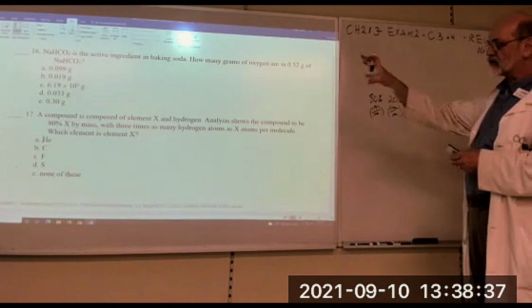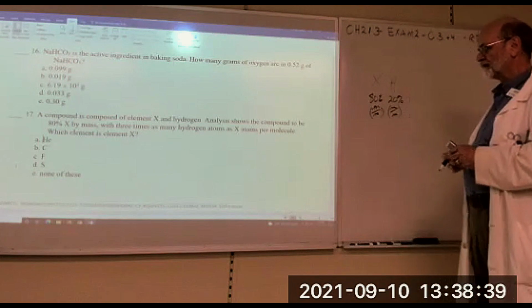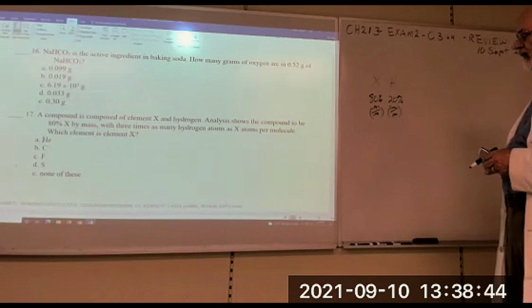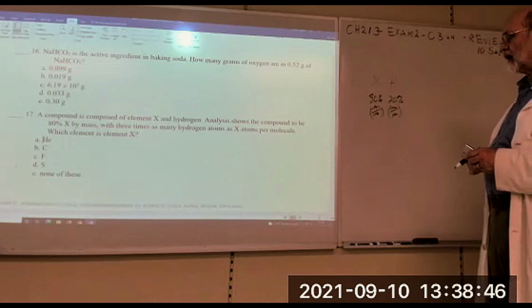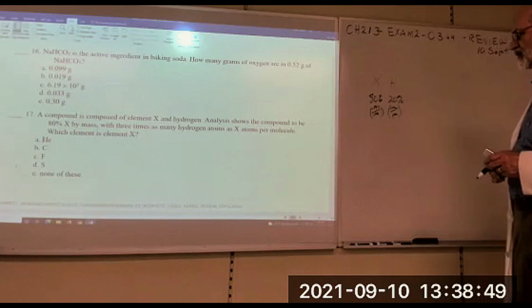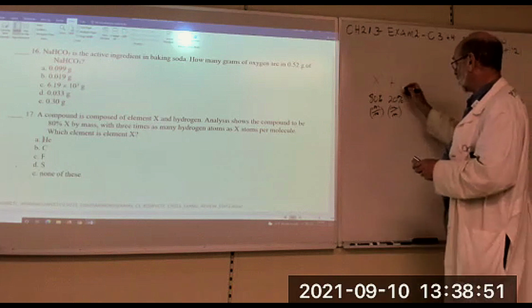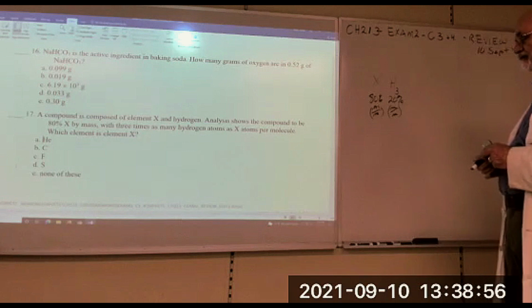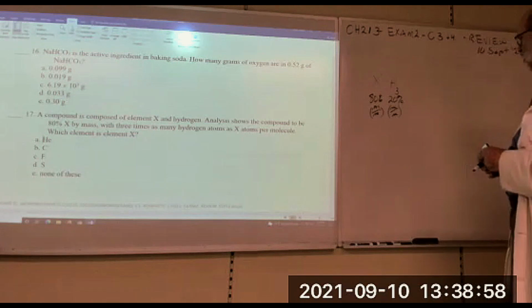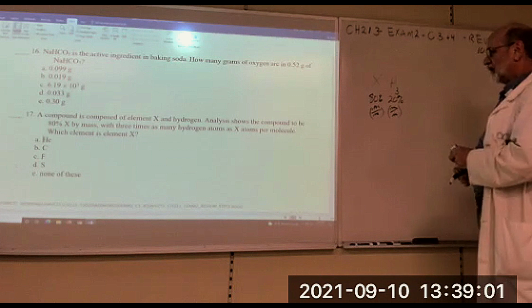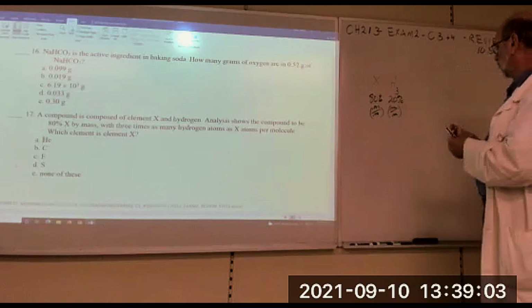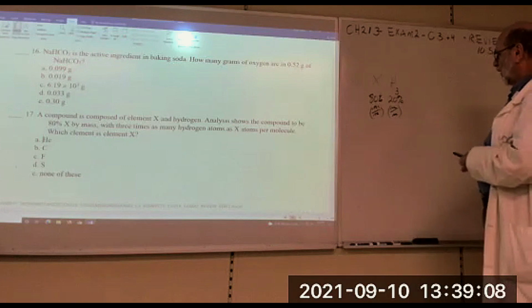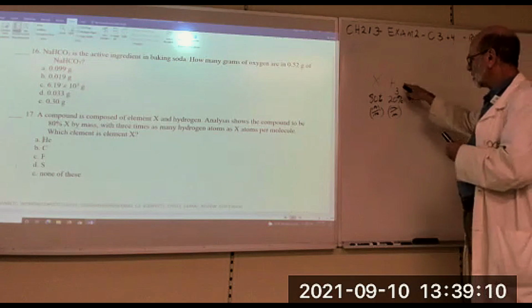Okay. I like to extract the information and put it on the board, get it away from the confusing language of word problems. With 3 times as many hydrogen atoms as the X atoms, so that means this is actually 3. Which element is X? Okay. So let's see, what do we know about this one? The only thing we know for sure is hydrogen.